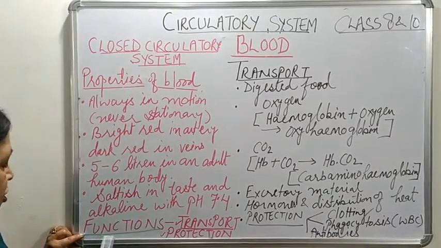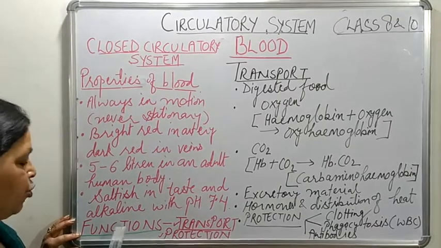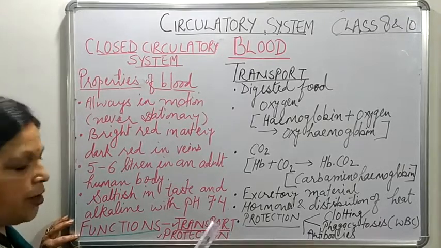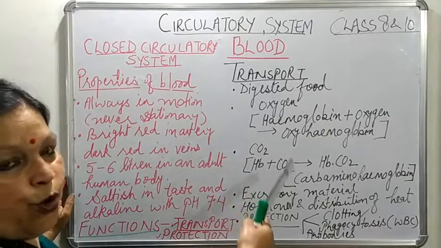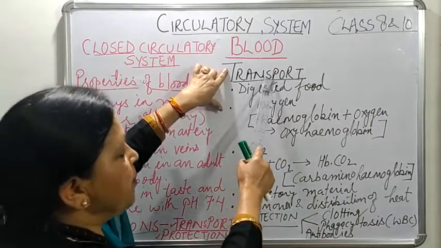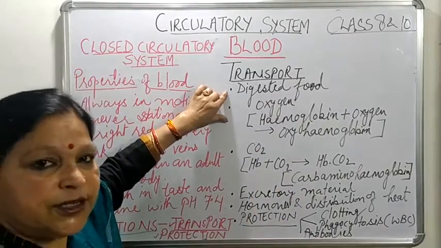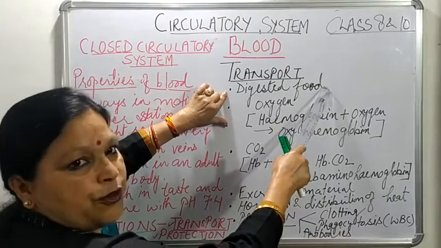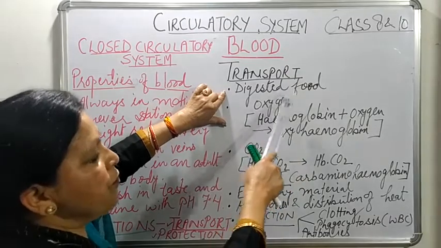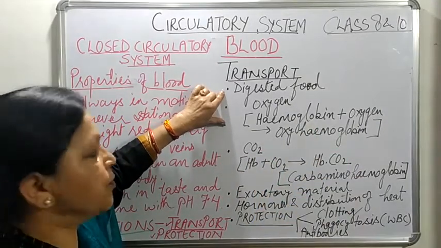Now we'll come to the important portion, that is functions of blood. Remember two main functions. Blood performs two main functions: number 1 is transport and second is protection. Under these two headings, you can elaborate all the functions. First one is transport. Now transport of what substances? Blood will be helping in transport of digested food. Digested food means the food which is digested in the small intestine. So all digested food, that means simple sugar, glucose, amino acids, fatty acids, will be absorbed by blood and transported to various parts of the cells.